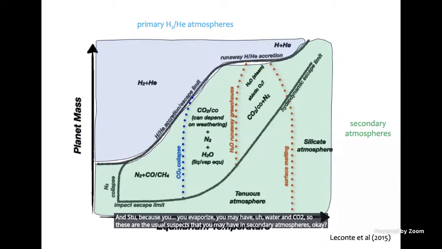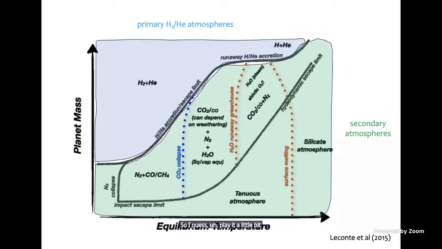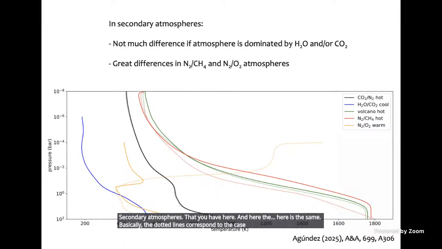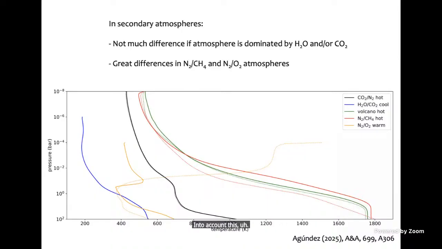So I played a little bit with plausible compositions for these secondary atmospheres that you have here. And here it is the same: the dotted lines correspond to the case when you don't take into account this self-consistency, and the solid lines when you do the self-consistent model.